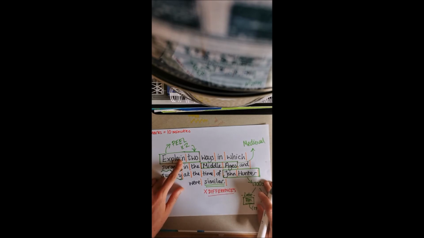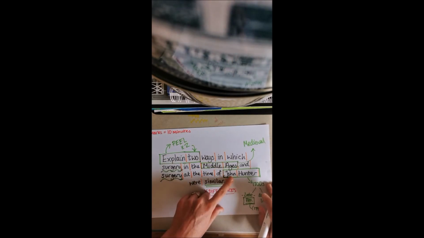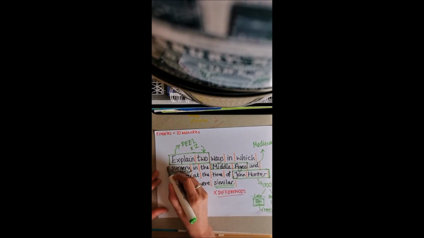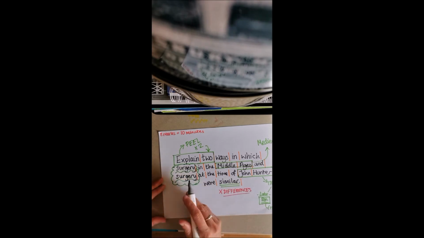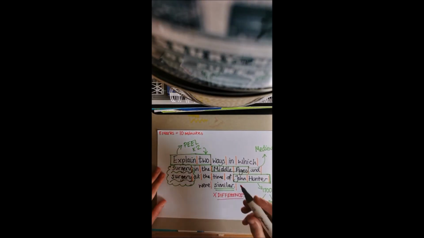So we want 2 PEEL paragraphs, essentially, about the Middle Ages and John Hunter, and all about, let's pop it in a nice little bubble here, gone for a kind of sheepy cloud thing there, all about surgery. Now, let me grab my red pen again. I'm clearly already thinking I'm not going to talk about the negatives here, but I am.